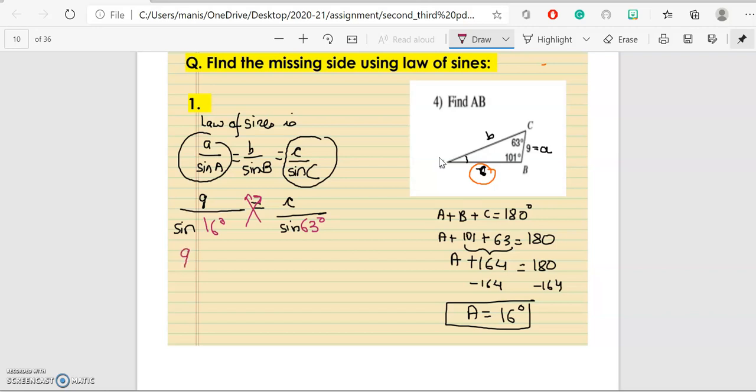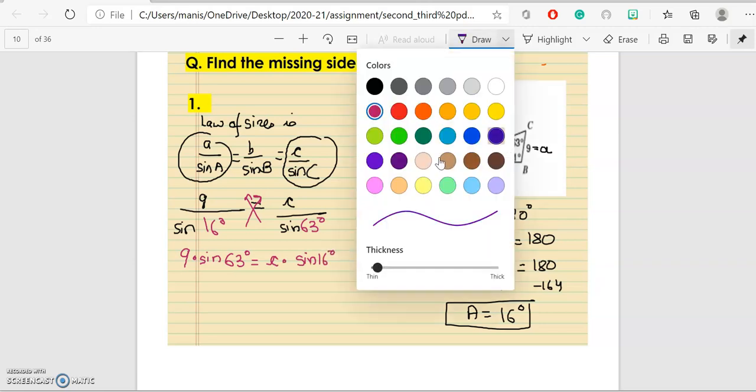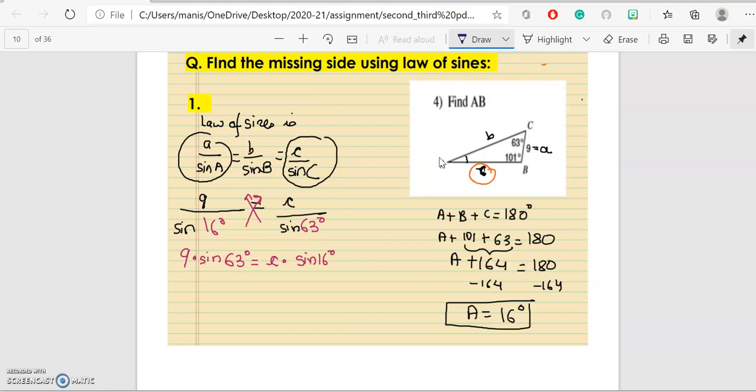So when I cross multiply, it is your 9 times sine of 63 degrees is equal to lowercase c times sine of 16 degrees. Now which brings us back to the steps which we did yesterday when we were finding unknown sides. After this you will divide by what? Sine of 16 degrees. So let's divide by sine of 16 degrees. This will be cancelled out and you will be having c is equal to what? 9 times sine of 63 degrees divided by what? Sine of 16 degrees. And this is my answer over here.